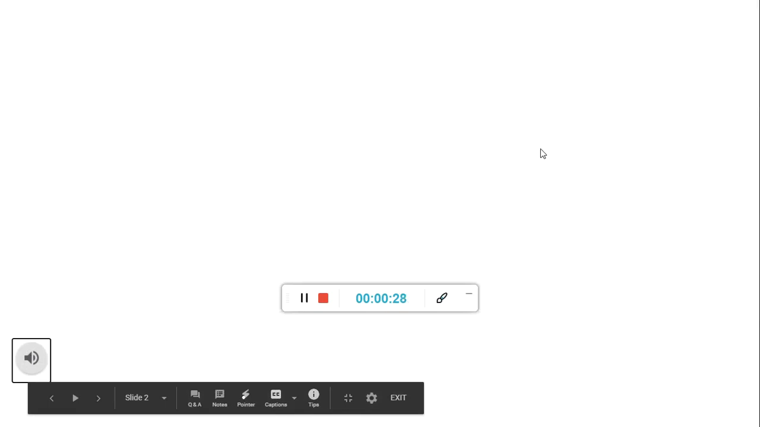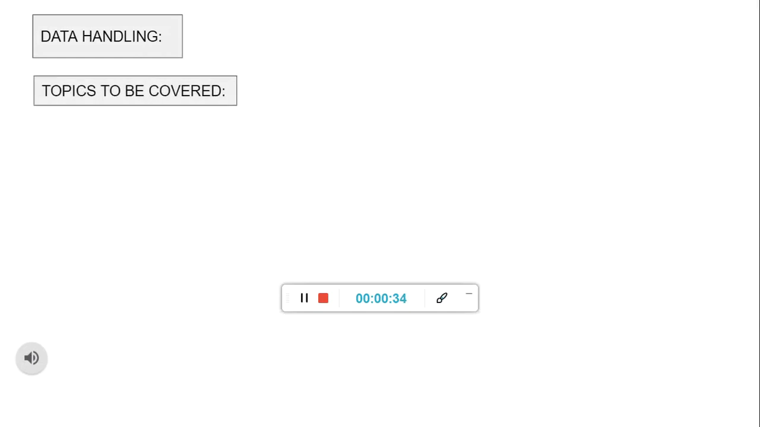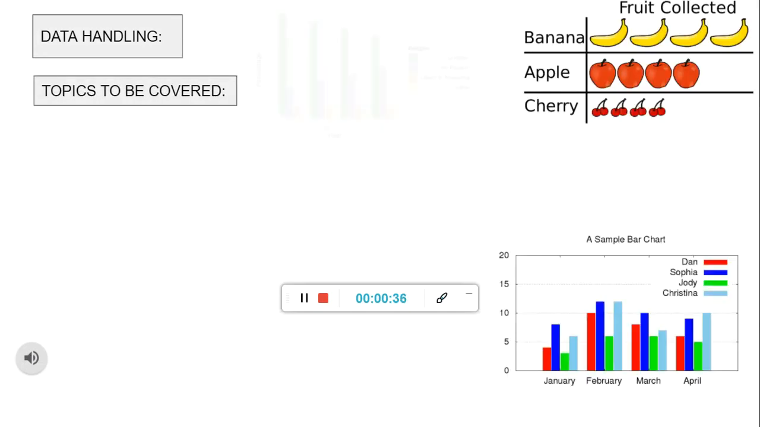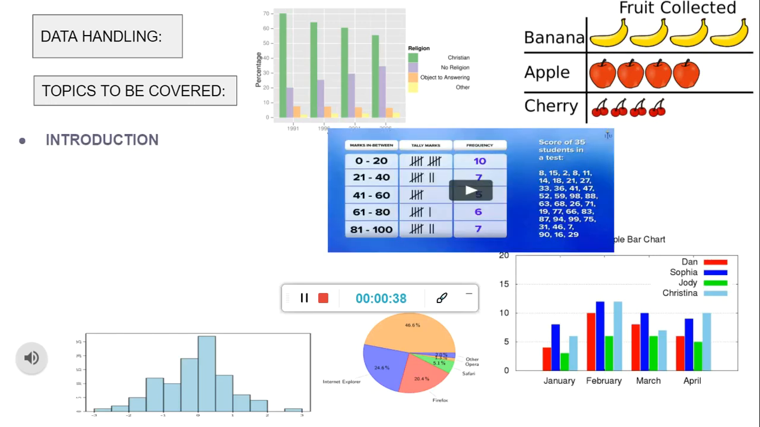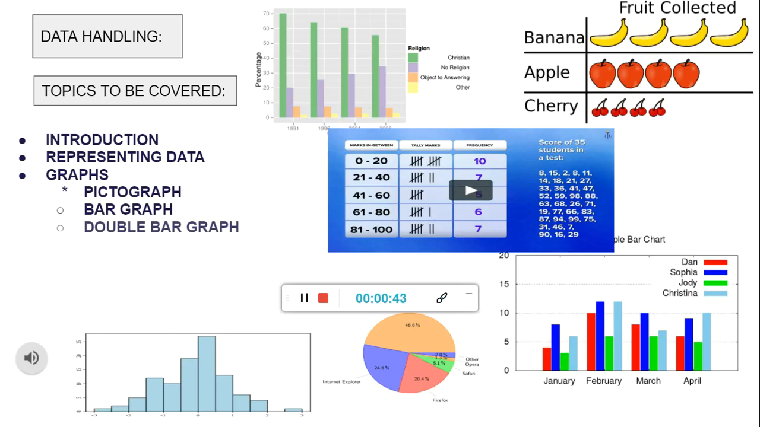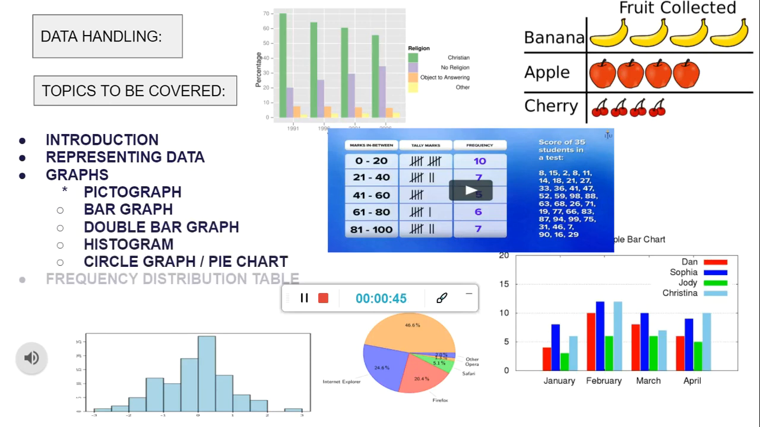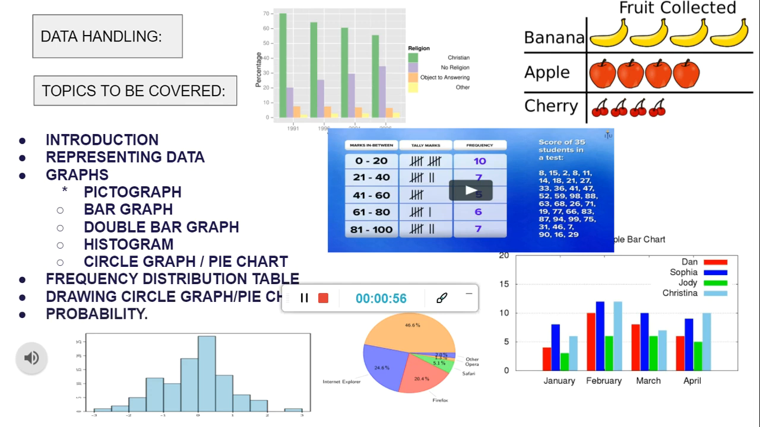So here we are introducing our new chapter, that is chapter number 5, data handling. Topics to be covered in this lesson are introduction, representing data, graphs, pictograph, bar graph, double bar graph, histogram, circle graph or pie chart, frequency distribution table, drawing circle graph or pie chart, and probability. So let me start with the introduction part.